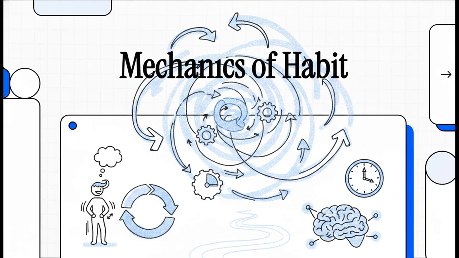Welcome to today's Explainer. We're going to dive right into something absolutely fascinating today. We're going to unpack a mechanism that dictates almost everything we do, yet it remains almost entirely invisible to us. We're talking about the mechanics of habit. Let's decode the underlying machinery of our daily routines to really understand how we form habits and learn new behaviors.